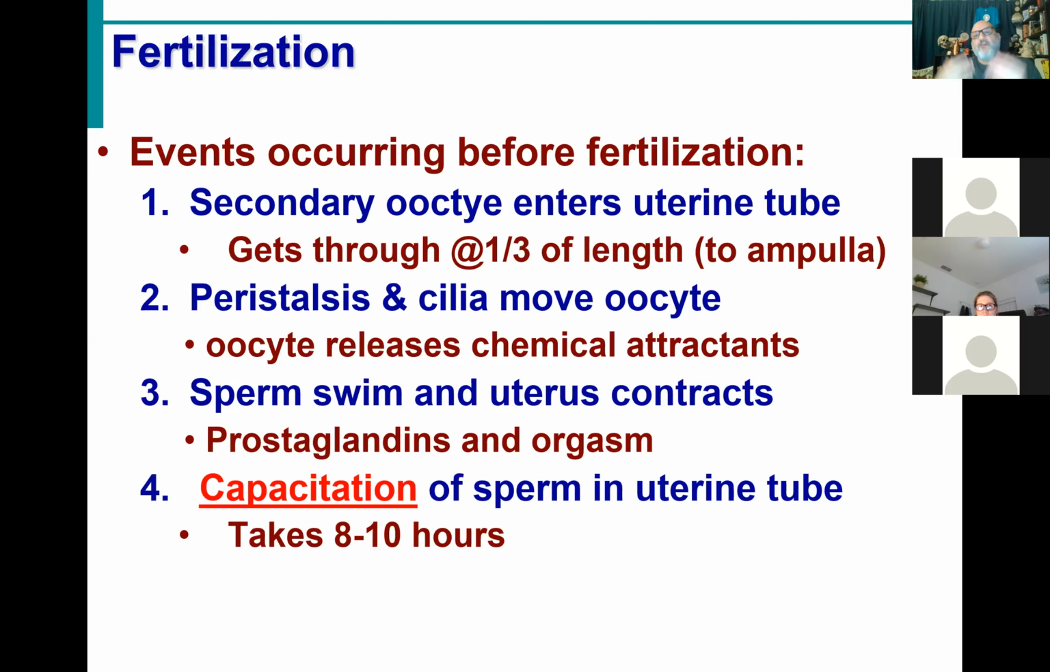To be capable of breaking through the egg's defenses, the sperm has to undergo a process called capacitation, where basically it becomes ready to fertilize the egg. And that process can actually take as long as 8 to 10 hours. So basically, like any good union, all the workers rush there, and then they have to sit and stand around and wait for several hours before they can actually get to work.